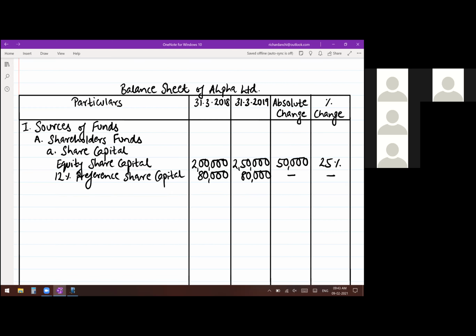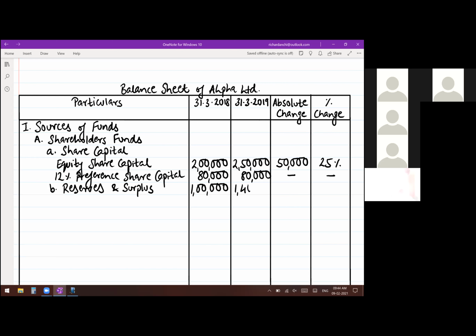Then shareholders, apart from capital, have also earned income, which is all under the head reserves and surplus. So point number B, small b, will be reserves and surplus. For the first few questions, if you can't remember the format, no problem. The format is there on page number 346. You can take help of that and prepare accordingly. So reserves and surplus, write the amount. For 2018, it is 1 lakh, and for 2019, 1,40,000.